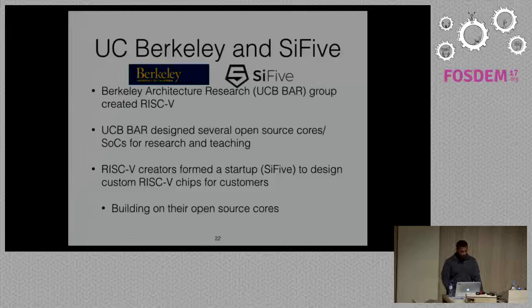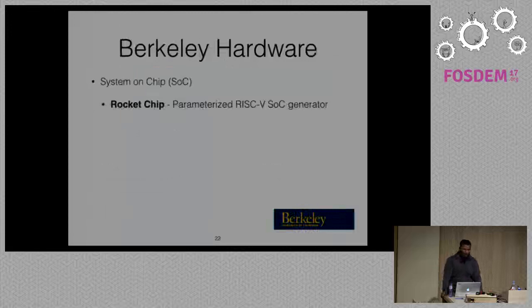So, some of the Berkeley hardware that's out there. For the system on chip, there's the Rocket Chip, a parameterized RISC-V SoC generator. Because it's parameterized, you can tweak a number of different knobs. You can tweak the cache hierarchy, the number of cores, the TLB size, whether there's a floating point unit or whether there isn't. It makes it really easy. You basically go into a config file, and you can tweak the core to your needs.